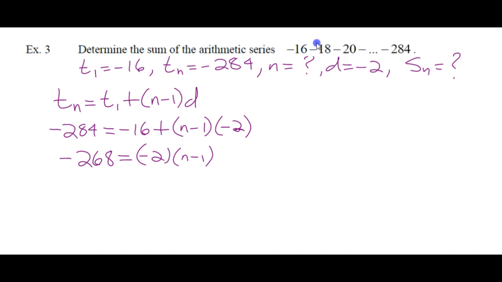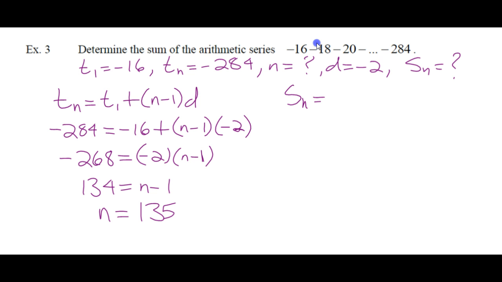It's negative 2 times n minus 1. Next step. Divide by negative 2, right? I mean, this is the easy way. You could multiply the negative 2 into there, but this is easier. Divide by negative 2. 134 is n minus 1, and so n is 135. Okay, now we've got n.